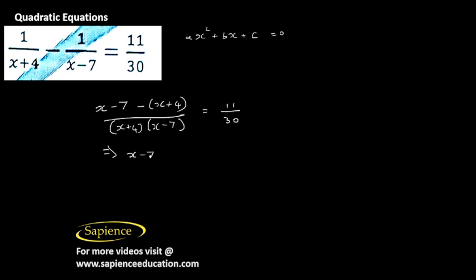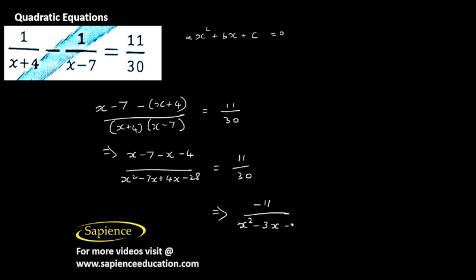X minus 7 minus x, and then minus into 4 is minus 4 divided by x into x square, x into minus 7 minus 7x, 4 into x plus 4x, and 4 into minus 7, that's minus 28, is equal to 11 by 30. Now x minus x is 0 and minus 7 minus 4 is minus 11 divided by x square minus 7 plus 4x. So minus 7 plus 4 will be minus 3. So minus 3x minus 28 is equal to 11 by 30.